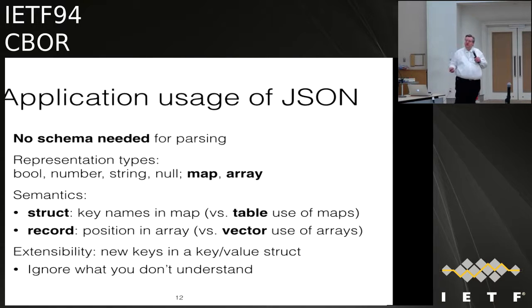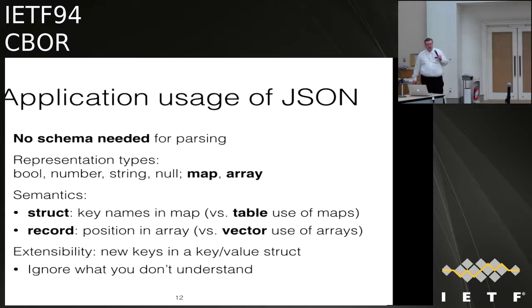Now, one of the nice things about this is that in a key value structure in this map approach, you can just add new items by defining new keys. And generally, JSON consuming applications just ignore what they don't understand. So this is a way to do evolution. If you want to put new information into a data format that applications already understand, you just use new key names, and then the old applications will still work, but of course they won't understand the new information that they didn't know about.